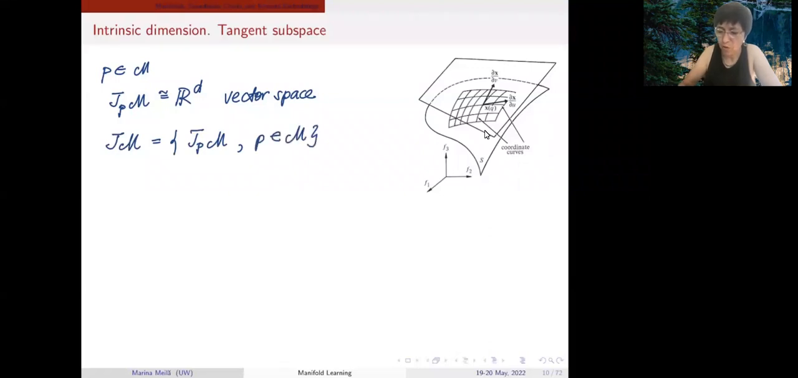So we assume that at every point on a manifold, we have a tangent space, which is a vector space. Now, what is in this vector space? Or what is its role? This vector space contains the tangents to curves in the manifold. That is its intuitive meaning.